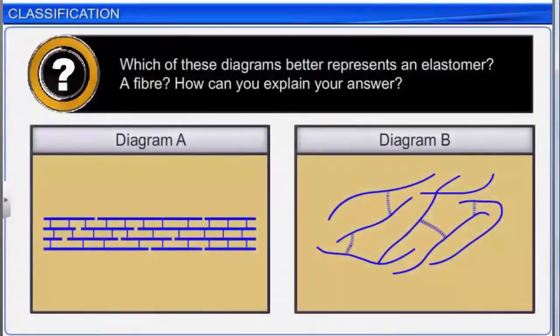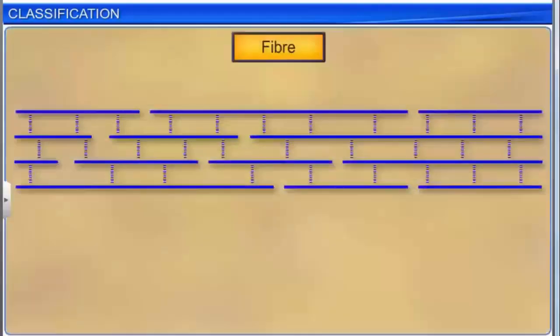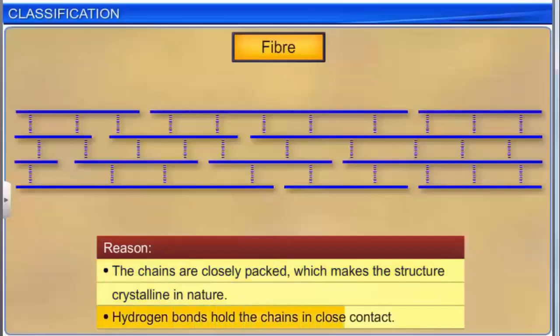Which of these diagrams better represents an elastomer? A fiber? How can you explain your answer? Diagram A represents a fiber. The chains are closely packed, which makes the structure crystalline in nature. Hydrogen bonds hold the chains in close contact.